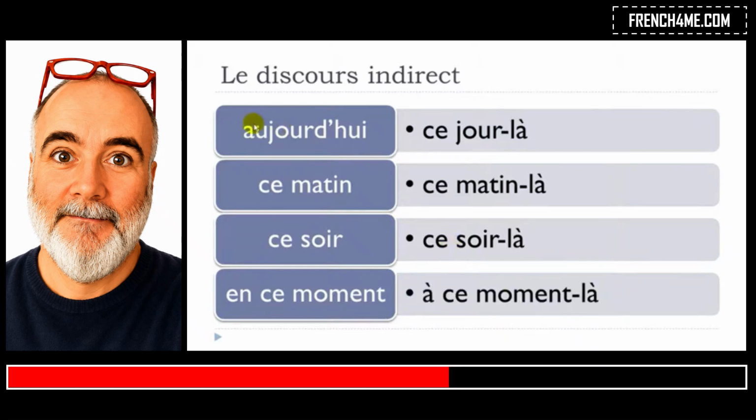Okay, so remember, aujourd'hui will become ce jour-là if you change a sentence and put it into le discours indirect. Ce matin will become ce matin-là. Ce soir will become ce soir-là. And then en ce moment will become à ce moment-là.